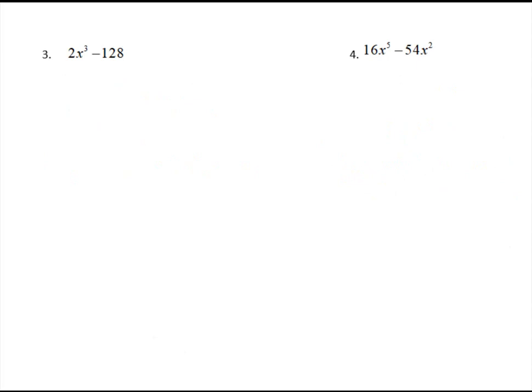Alright, let's factor these problems here. So first of all, notice number 3 has a GCF, so I have to take that out. So I have the 2 out here. Then that's going to give us x to the 3rd minus 64. Then I recognize x to the 3rd here. I can get it to fit our difference of cubes format. So this would be x, and that'll be 4.